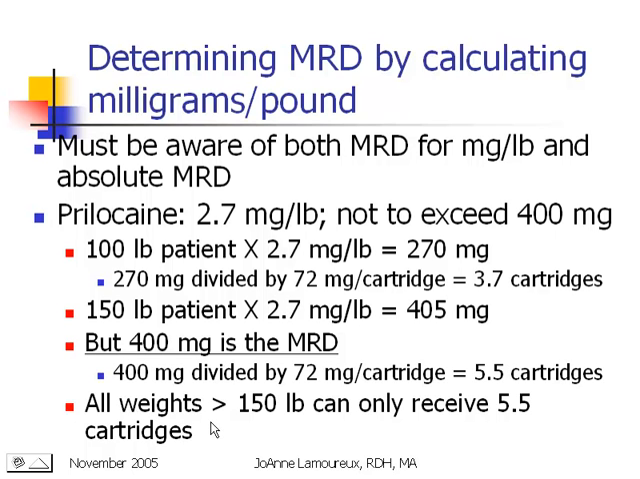That means for any weight greater than 150 pounds, this patient can only receive 5.5 cartridges. Well, how did I get to that figure? I took the absolute maximum recommended dose and I determined how many milligrams there are in a cartridge of Xylocaine.